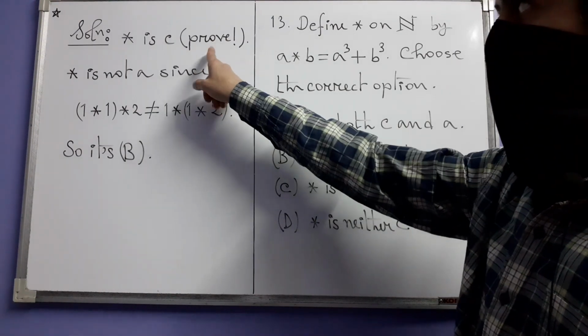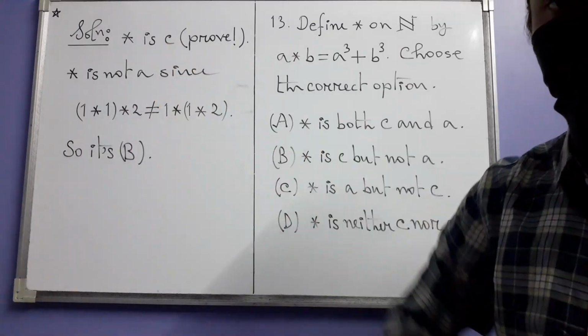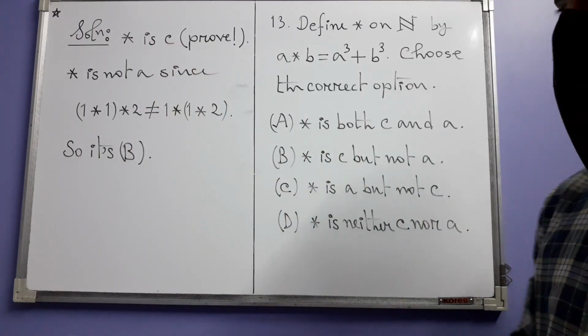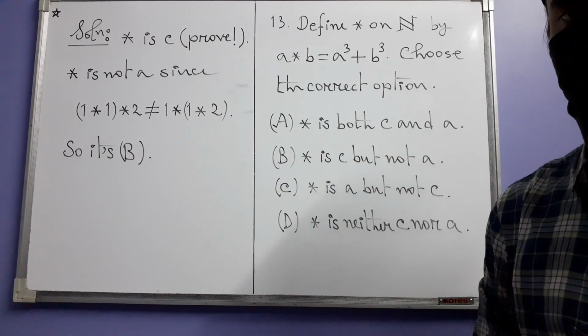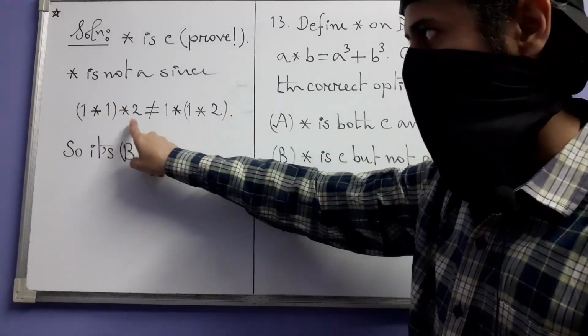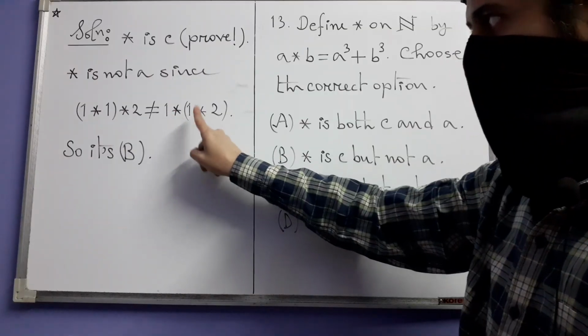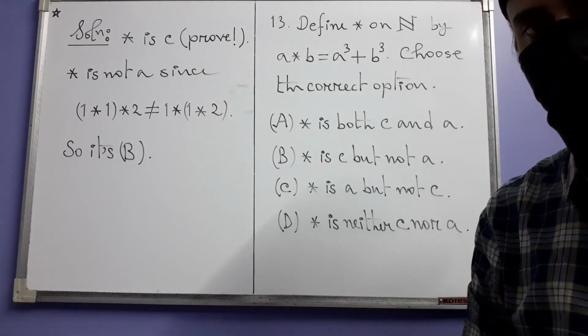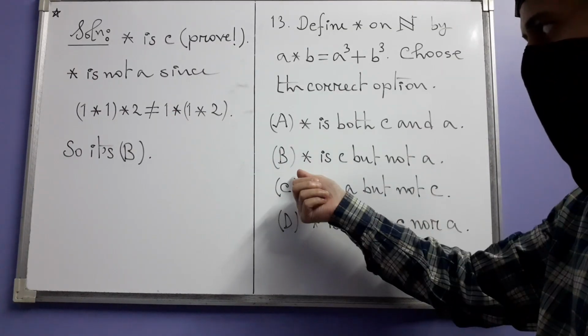Solution: star is commutative and you have to prove it. It's just a one-line proof. But star is not associative because of this fact. You calculate 1 star 1, star 2 and 1 star 1 star 2, you will get different values. That is why the option is B.